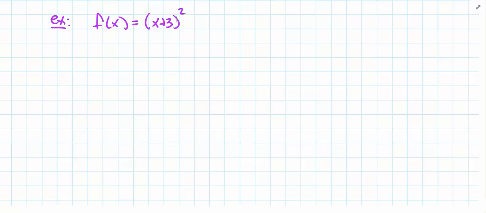X squared, the parabola. Very good. Now, which direction has it been moved? Up, down, left, or right? Left 3 units. Let's see if you're correct, okay?